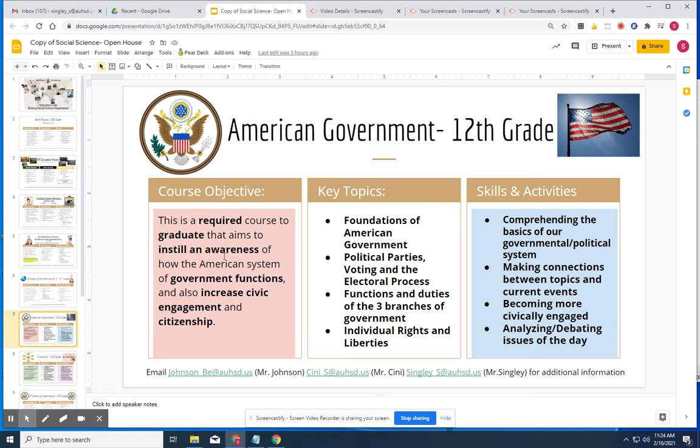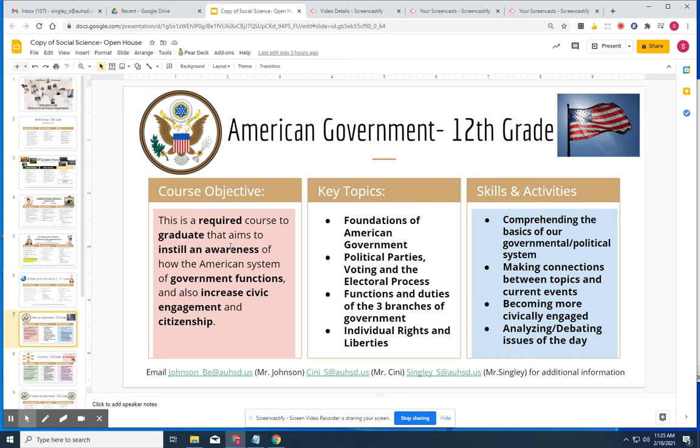In the 12th grade year, students have to take 2 required courses to graduate. One of them is American government. American government is a required course that instills awareness of how the American government functions. It also increases civic engagement and citizenship.